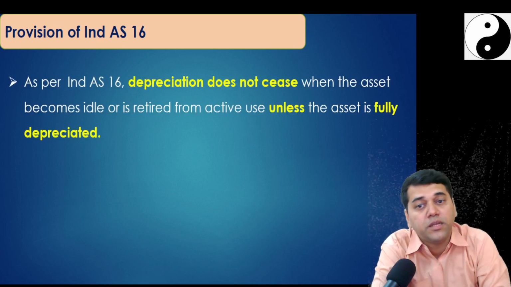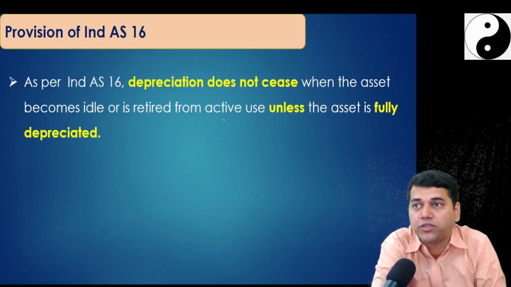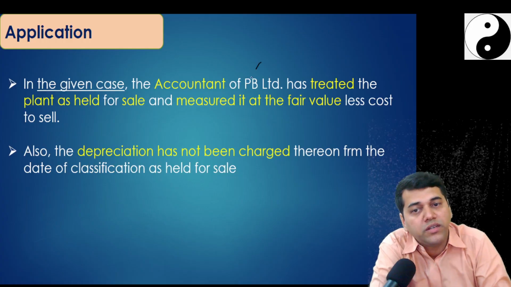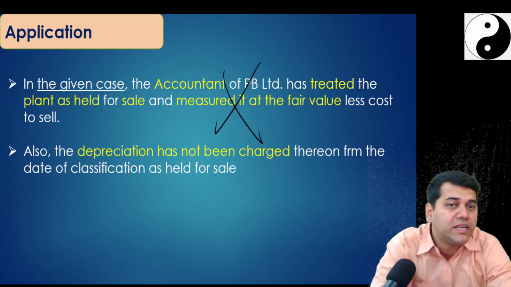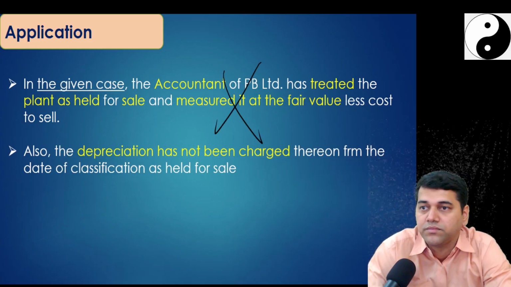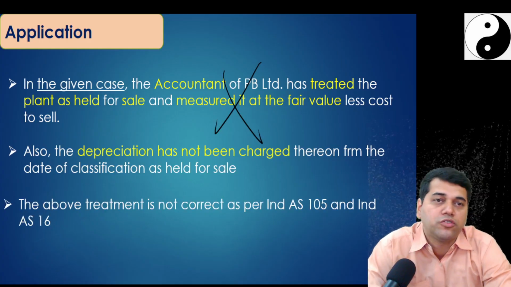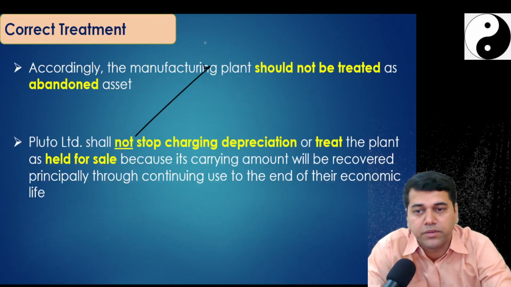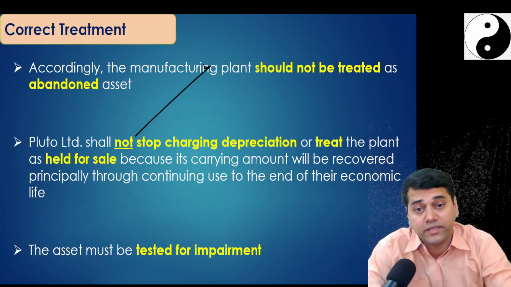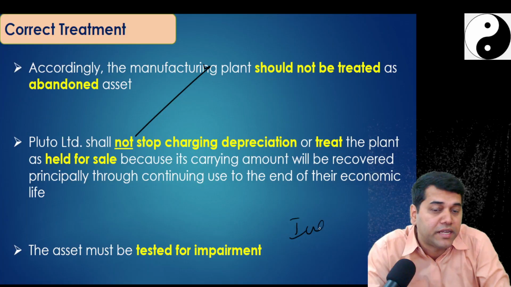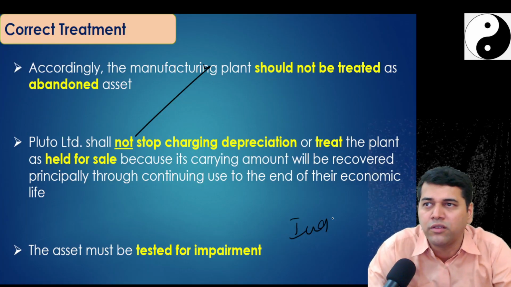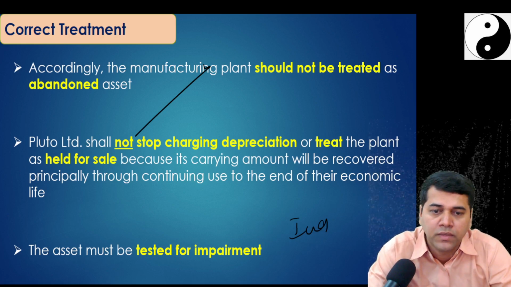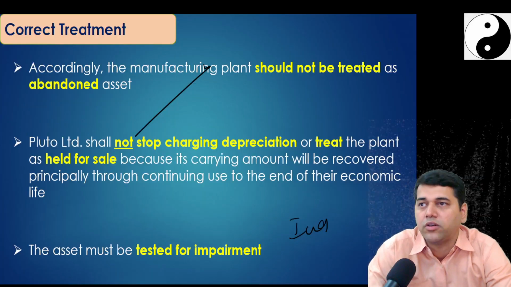Now in IAS 16, depreciation, can you stop? No, you cannot stop depreciation until it is fully depreciated. So in the given case, his treatment was not correct; depreciation should have been continued to be charged. The above treatment is not as per 105 and 16. So the correct treatment: you should have continued charging depreciation, and the asset could have been tested for impairment if there was an indicator. Again, the question is silent about value in use and all. So it's left to your assumption whether you should charge depreciation or impairment or not.